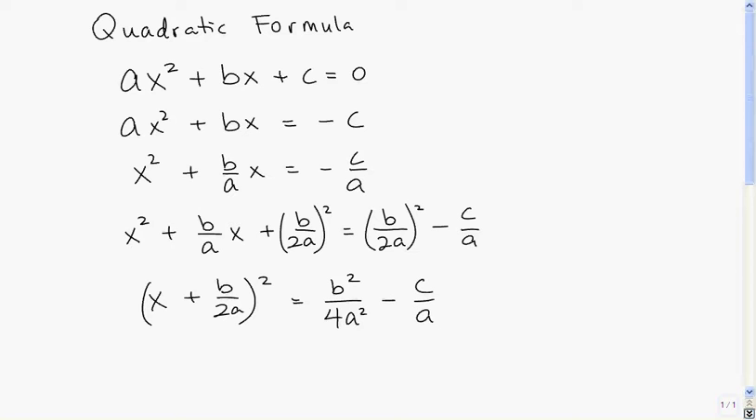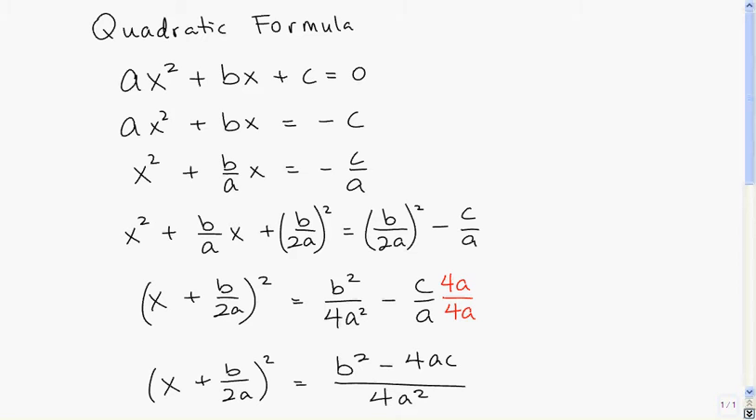So if I want to combine these two terms on the right, I need to have a common denominator. And I can create a common denominator by multiplying by 4a over 4a. That creates a denominator of 4a squared, and the right-hand side now becomes b squared minus 4ac, all over 4a squared. Okay, so this is sort of the halfway point, if you like.